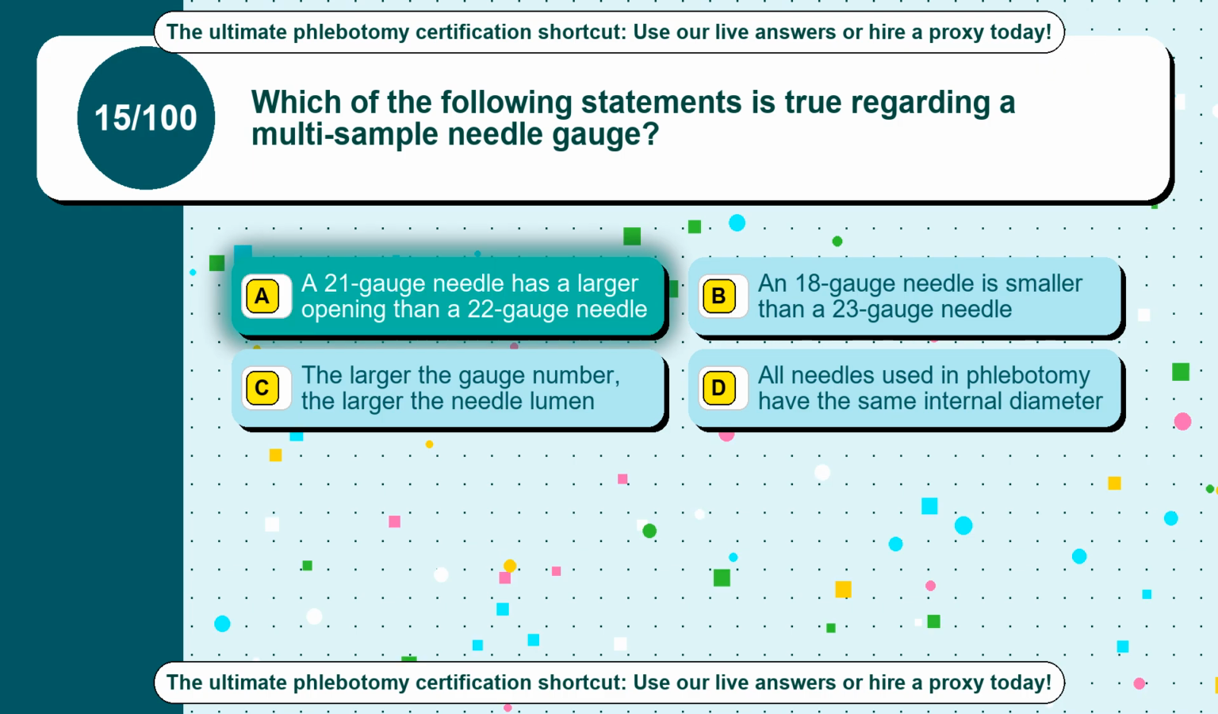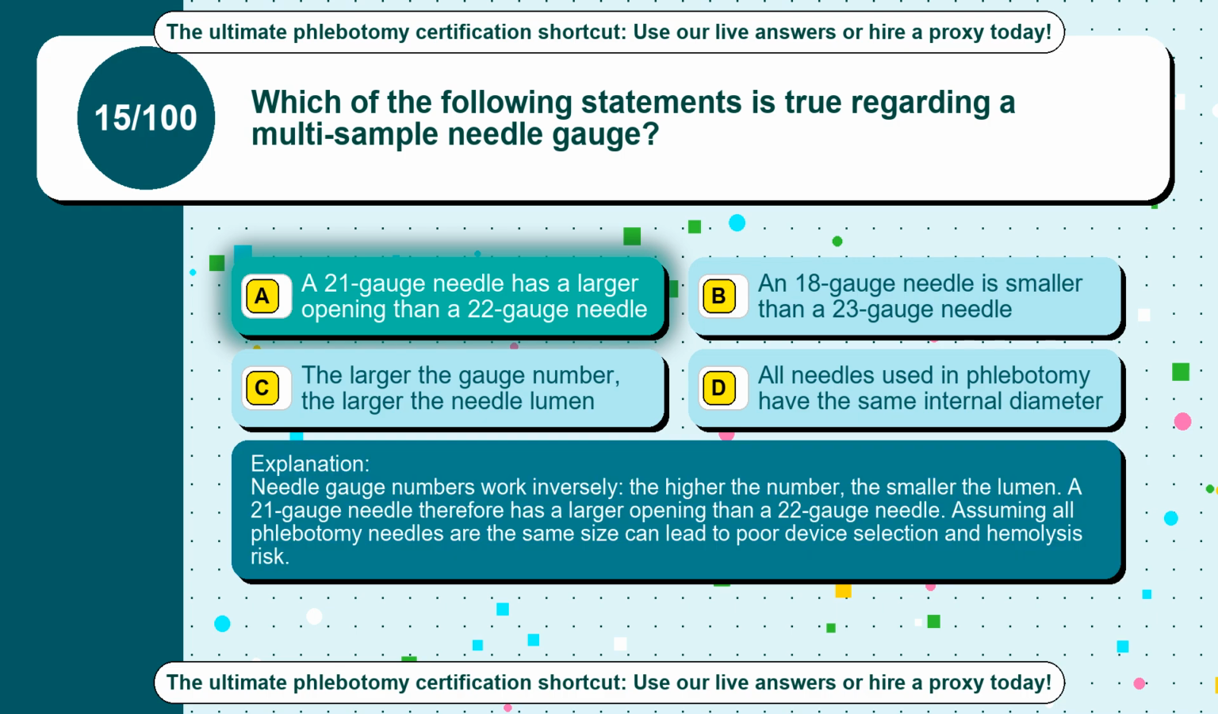A 21 gauge needle has a larger opening than a 22 gauge needle. Needle gauge numbers work inversely: the higher the number, the smaller the lumen. A 21 gauge needle therefore has a larger opening than a 22 gauge needle. Assuming all phlebotomy needles are the same size can lead to poor device selection and hemolysis risk.